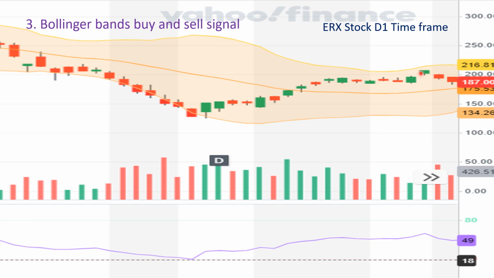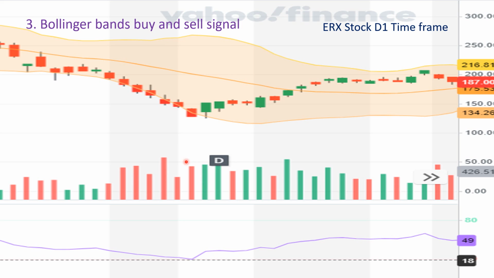Now, in order for the traders to know, the price at the entry point in the stock price ERX is $153 here, and when we exit it's $206, which means you make very good money if you enter the market at this point. Now we have the same strategy to exit the trade.